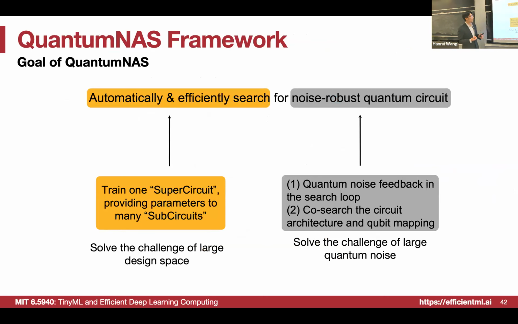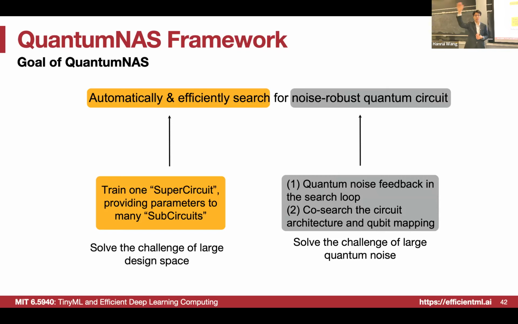So the goal of our quantum NAS framework is to automatically search for the best architecture across this large design space. And we also want to make sure the search process is aware of the actual quantum noise. The automation and efficiency are achieved because we can do parameter sharing between the different candidates in the design space, since this is a kind of two-level optimization.